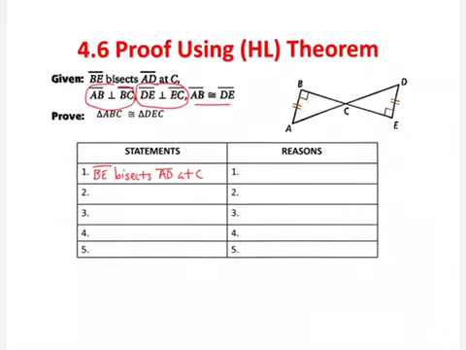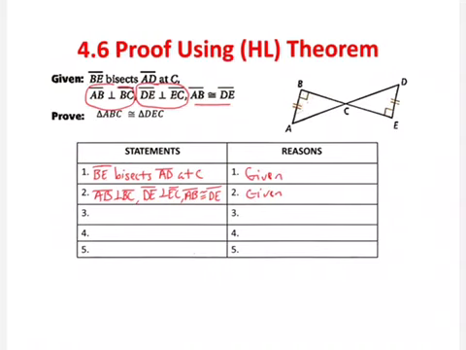And then we're going to write the other half of the given on this line. AB is perpendicular to BC. DE perpendicular to EC. And we also know that AB is congruent to DE. And so that's all of our given. So given there and given statement there.